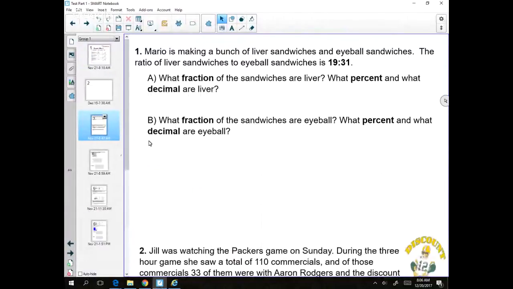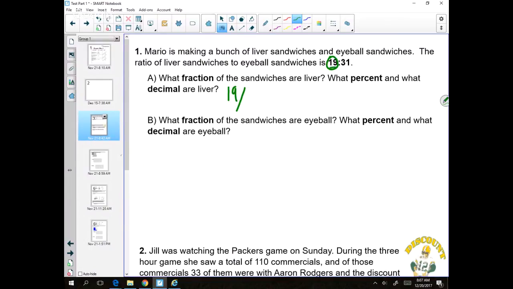All right, we're going to go over the first problem here. A lot of you got this one wrong because you didn't write the percent out or the fraction out of the total. So there are 19 liver sandwiches. It tells us that, but it doesn't tell us the total. So we need to find out the total first before we can finish writing this fraction.